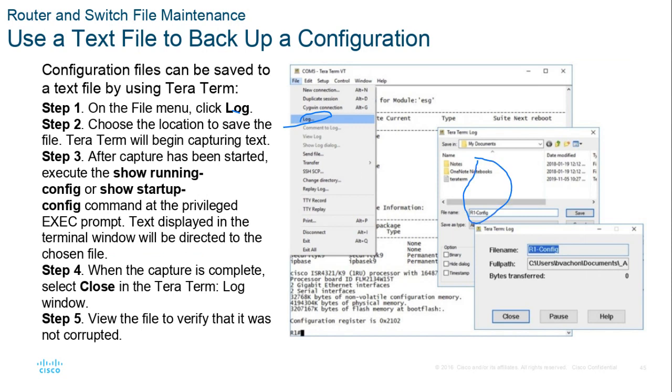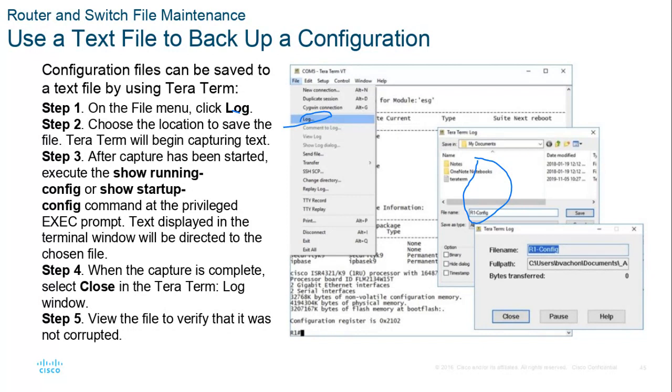Essentially, it's a text file, a Notepad file. And then you can start the capture function. And then you can type show run or show start. And everything that appears on the screen will now also be copied to this text file that you've created. Usually when you type show run or show start, you have to press the space bar two or three times to get the whole thing to scroll to the screen.